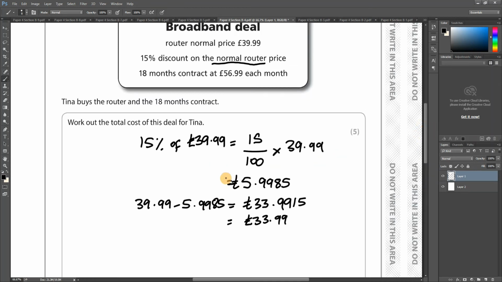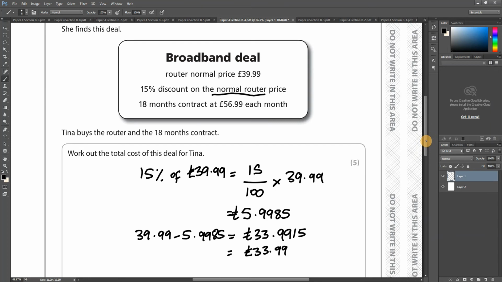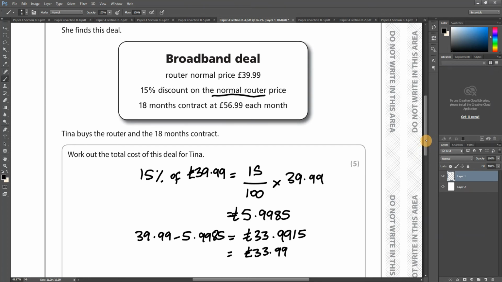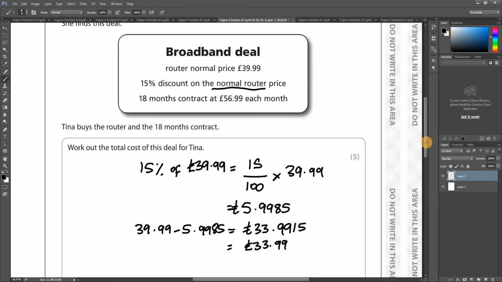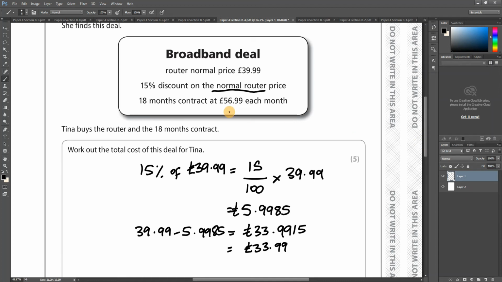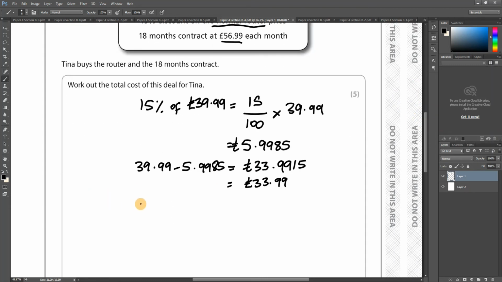And you know, there are other ways of working out this discount, and however you get your answer, you should get 33.99 as your final answer, just for the router, by the way. So we've just done the router on its own. On top of that, she has to pay 18-month contract as well, which is £56.99 per month. So let's do that. 18 times 56.99.